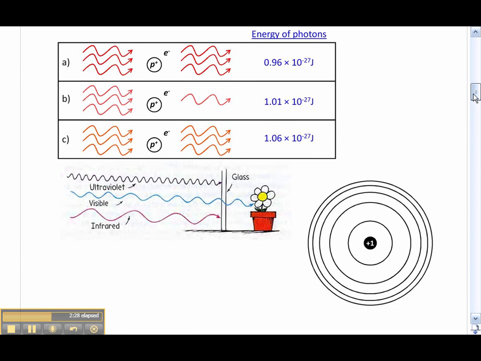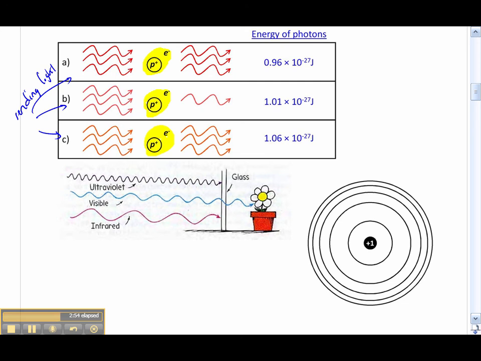So let's have a pretend interaction right now. Let's send some light towards some type of atom. I'm hoping you can recognize this atom right here. It's the same in all three experiments. What kind of atom is that? I hope you screamed out, with one proton, that's a hydrogen atom.